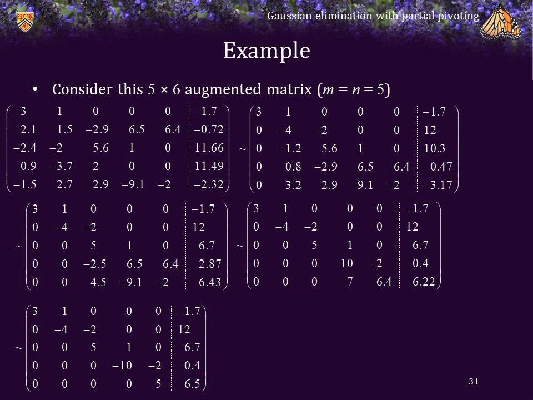So, for example, we determine that x5 is equal to 1.3, x4 is equal to negative 0.3, x3 is equal to 4.1. Substituting those three values back into the next equation, we get that x2 is equal to negative 2.3, and this finally demonstrates that x1 is equal to 0.2.